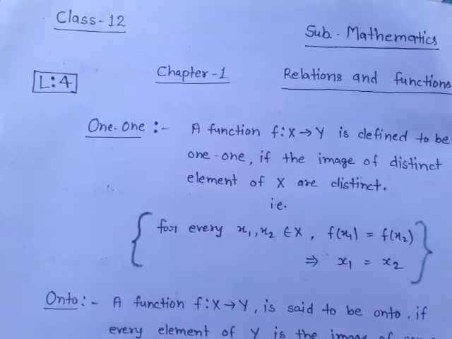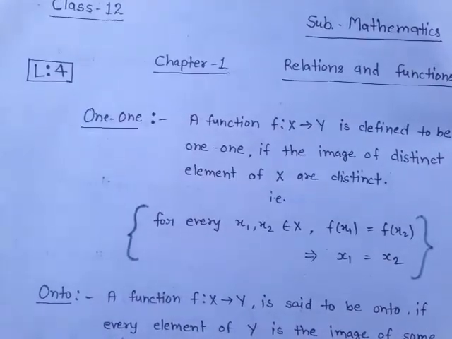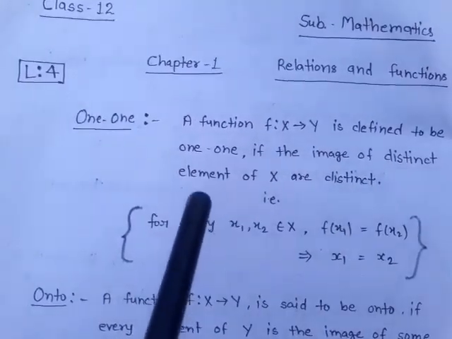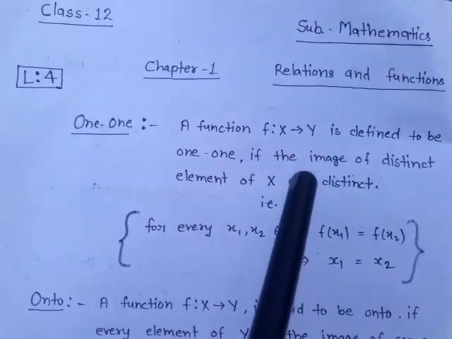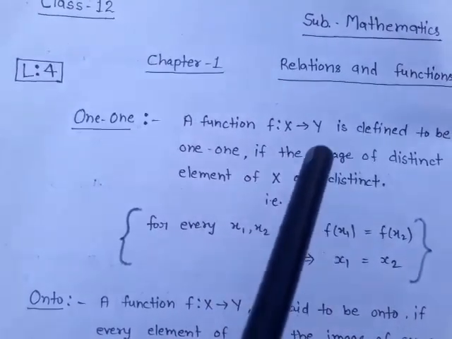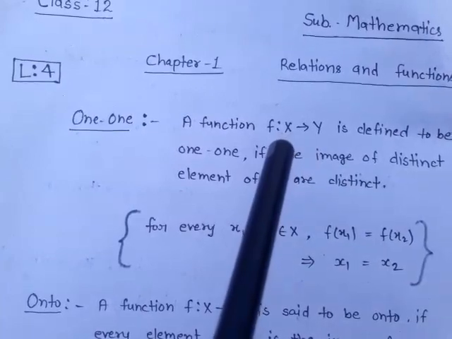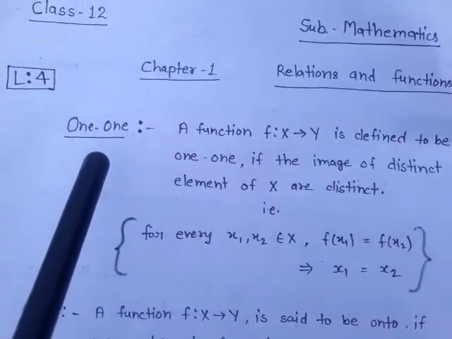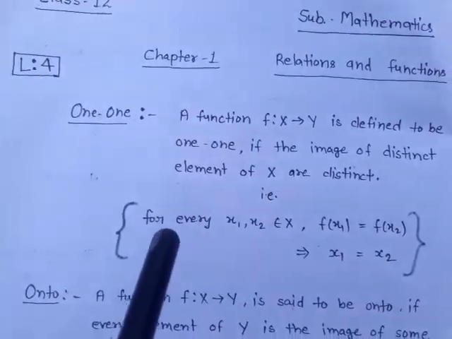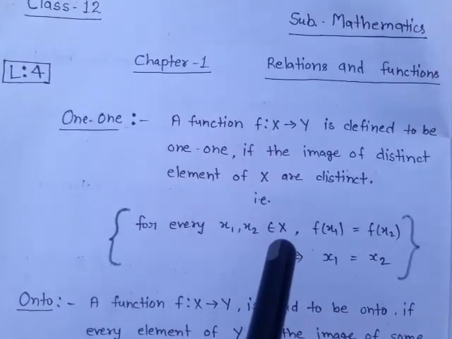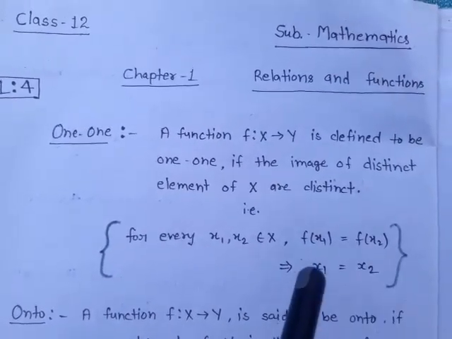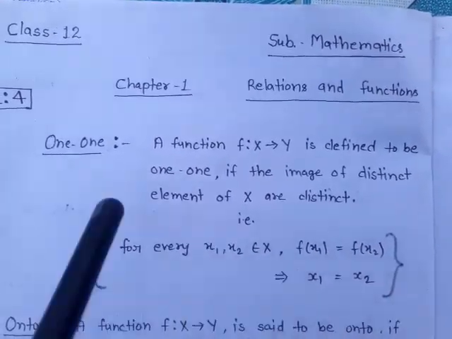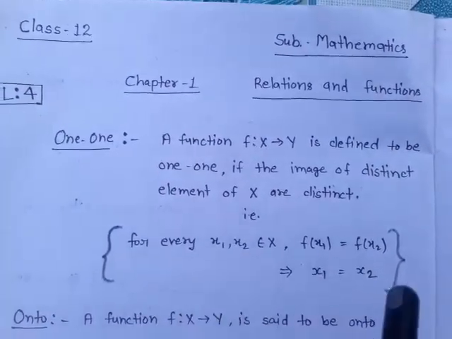Now we recall what is one-one and onto. A function f: X → Y is defined to be one-one if the images of distinct elements of X are distinct. That means a function f: X → Y is said to be one-one if every element of X has an image in Y which is distinct. Then we say that it is a one-one function. Now the mathematical form is given below. For every x1, x2 belongs to X, if f(x1) = f(x2), then x1 = x2. If any function satisfies this relation, we say that function f is one-one. This is used for solving questions.